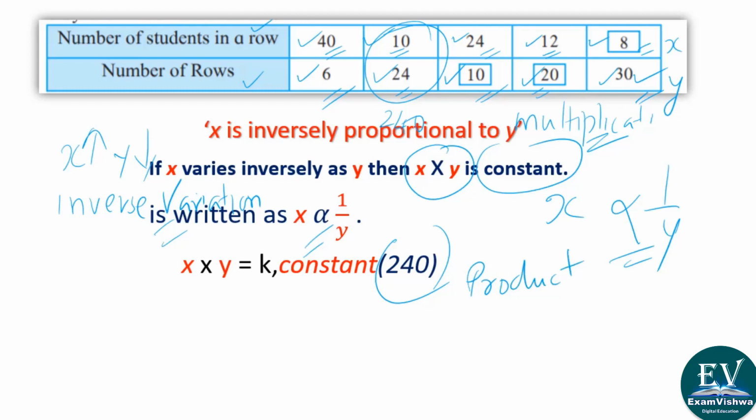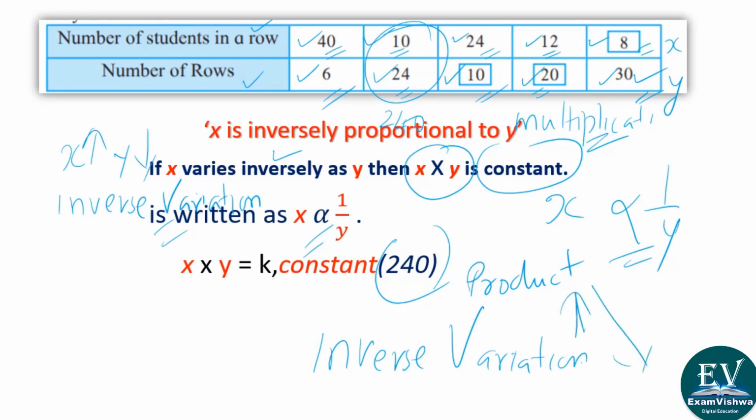In the case of direct variation, the ratio was constant. Here in the case of inverse variation, inversely proportional, ये आपको आगे कैरी करना है. Product is constant. याद रखो. ये याद रखने के लिए ये सब कर रहे हैं. इनवर्स वेरिएशन में प्रोडक्ट कांस्टेंट.